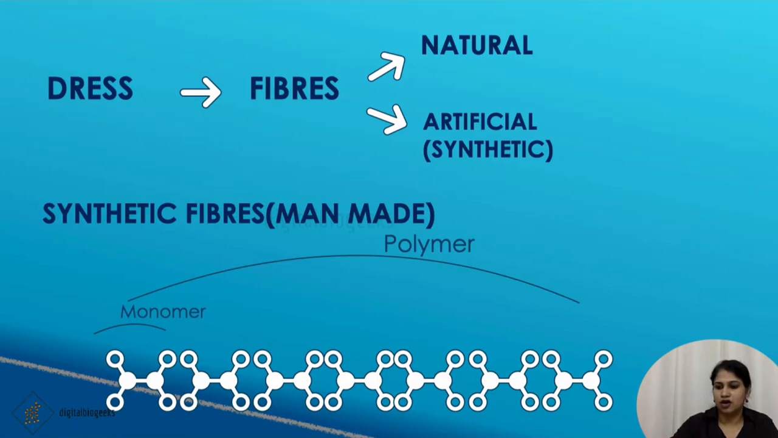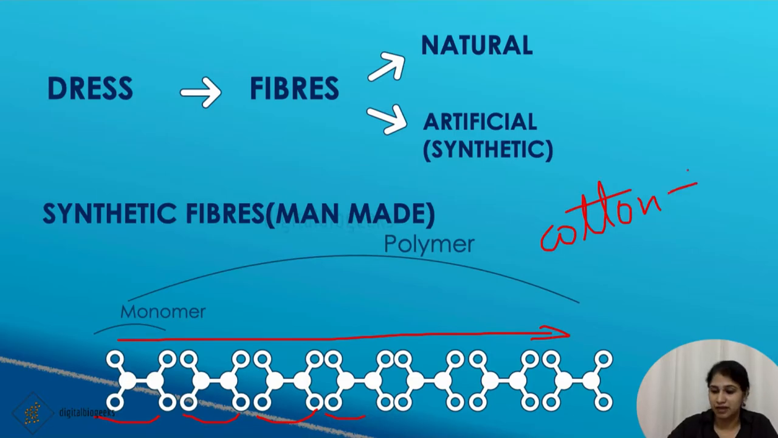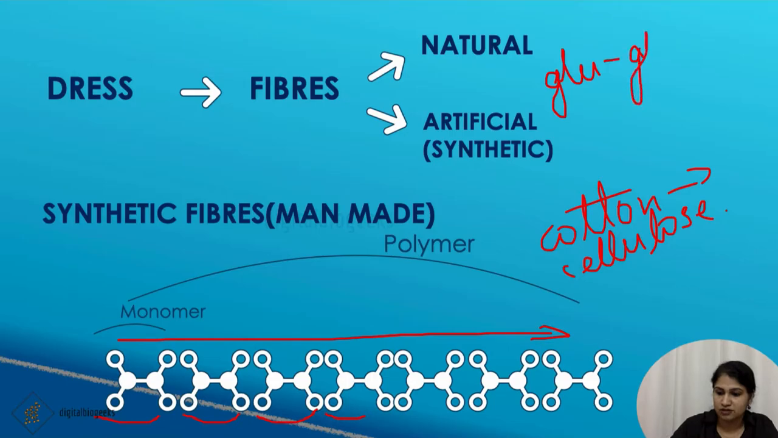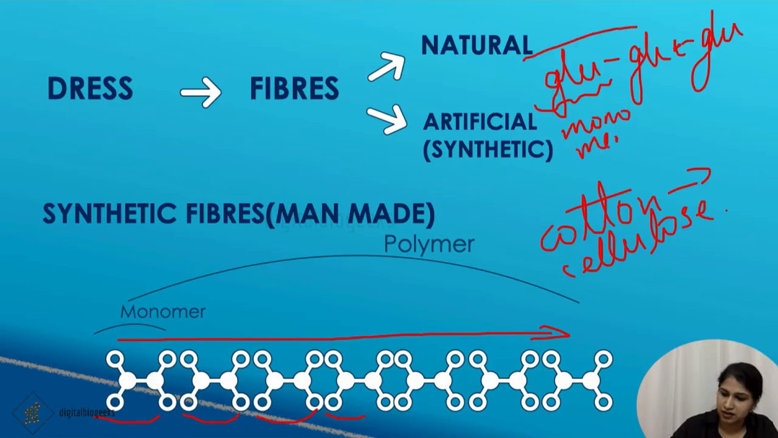A naturally occurring polymer is cotton. Cotton we get from plants, thus it is made of cellulose. Cellulose is actually a long chain made of glucose units, like this. Glucose units are joined together. Here each glucose is a monomer and the whole chain, the cellulose or cotton, is the polymer.